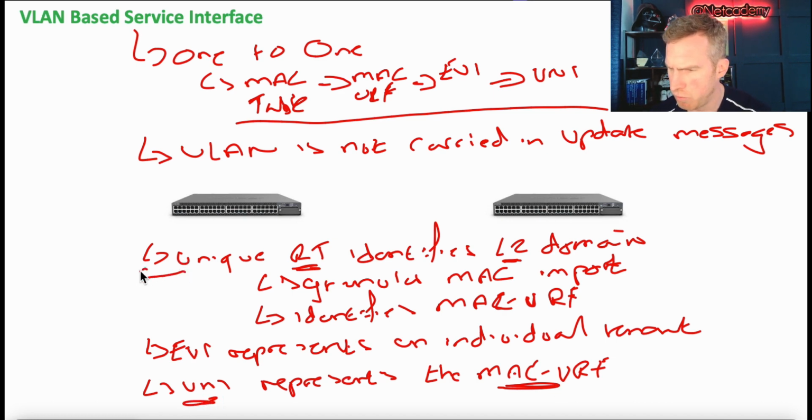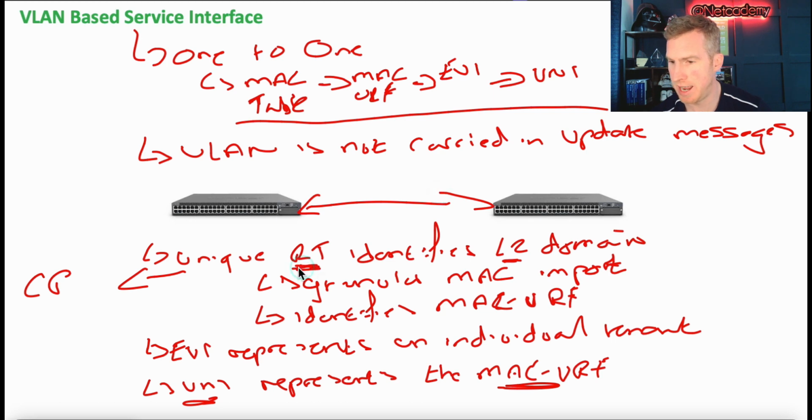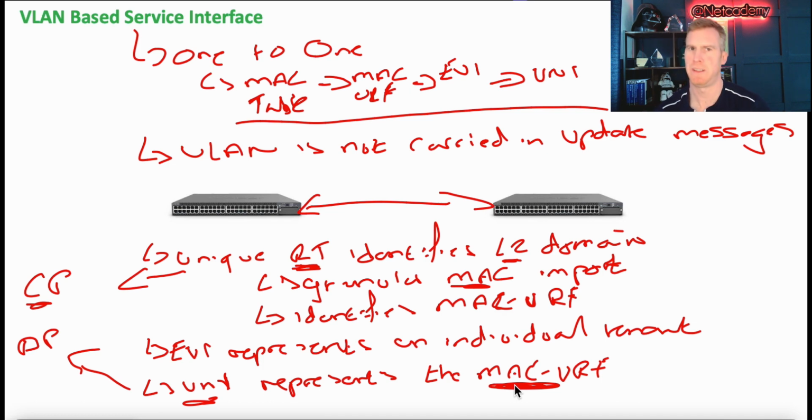The difference is that the root target is at the control plane. So at the control plane between these different devices here, that root target identifies what this layer 2 domain is, allowing that granular MAC import of those received MAC addresses. What MAC addresses do you want to receive, which ones do you just not want to import into your routing table. Whereas the VNI is, guess what, at the data plane. So at the data plane, the VNI represents that receiving MAC VRF table. So just in summary there, we can see what a VLAN based service interface is.